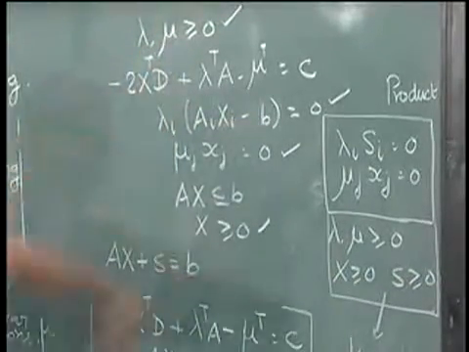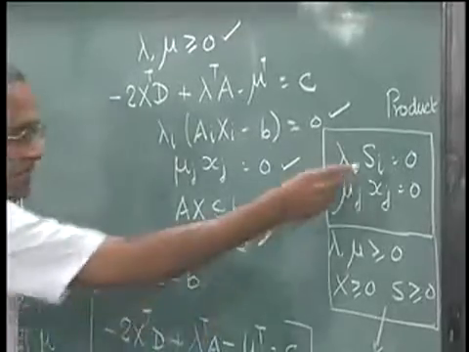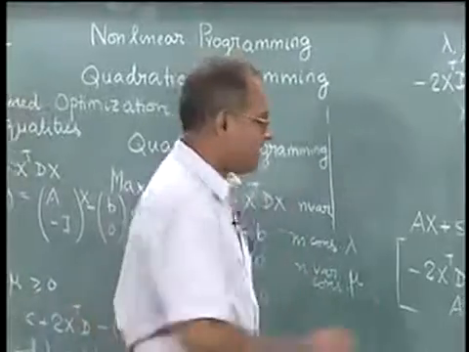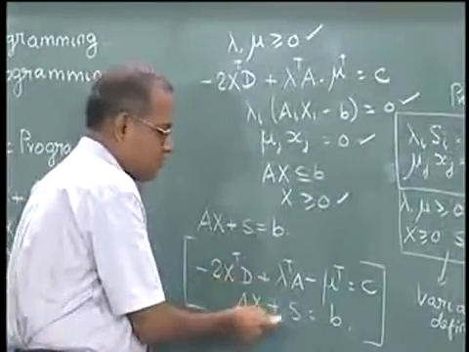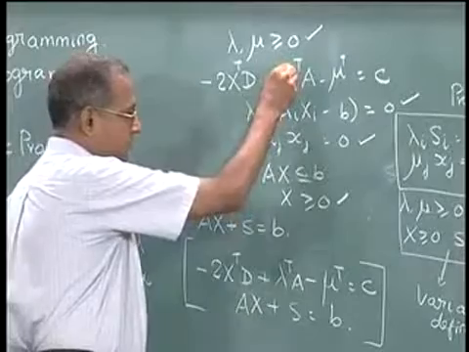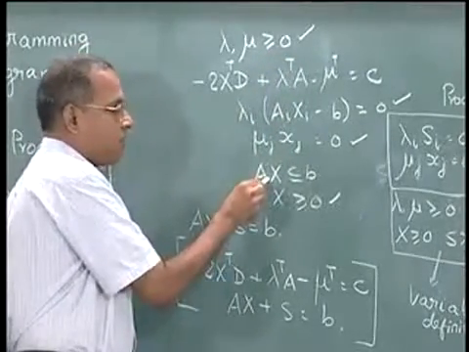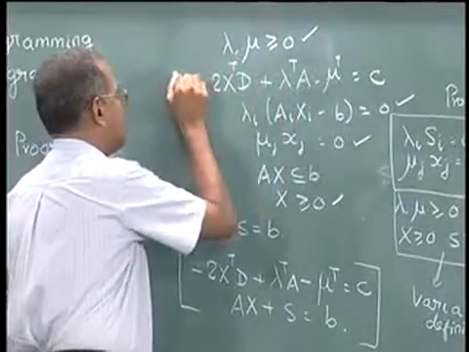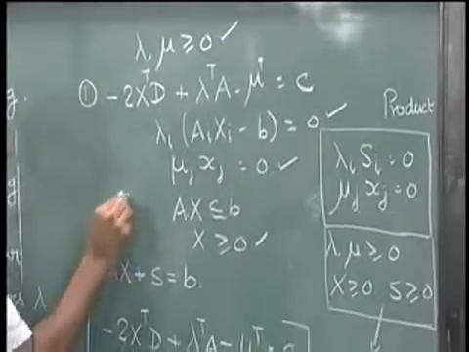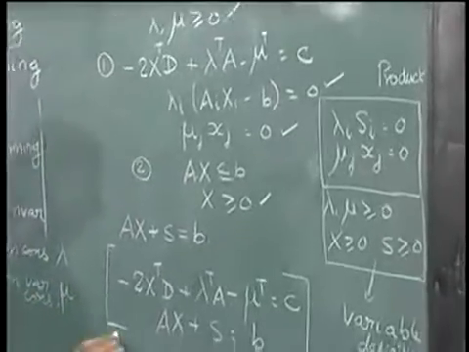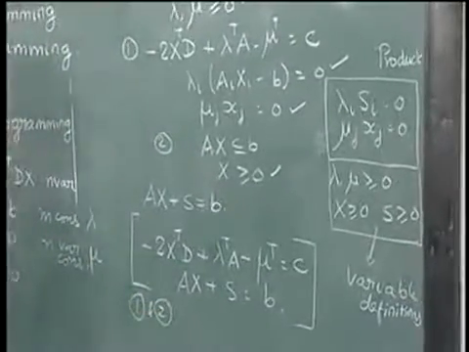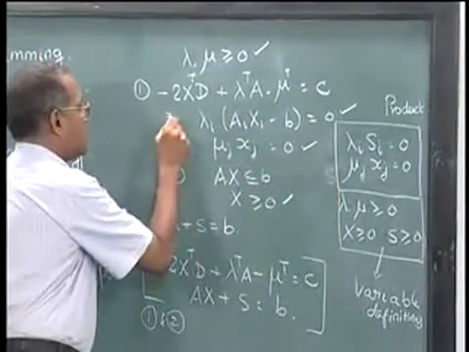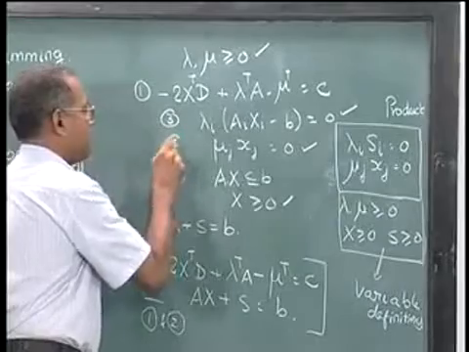Now after writing this, we realize that we can write it actually in three different pieces or three different sets. The first set are these equations, which are got from this and this modified to ax plus s equal to b. So call this as 1 and call this as 2. Then we get into lambda i si, mu j xj equal to 0. So I am going to call this as 3 and this as 4.